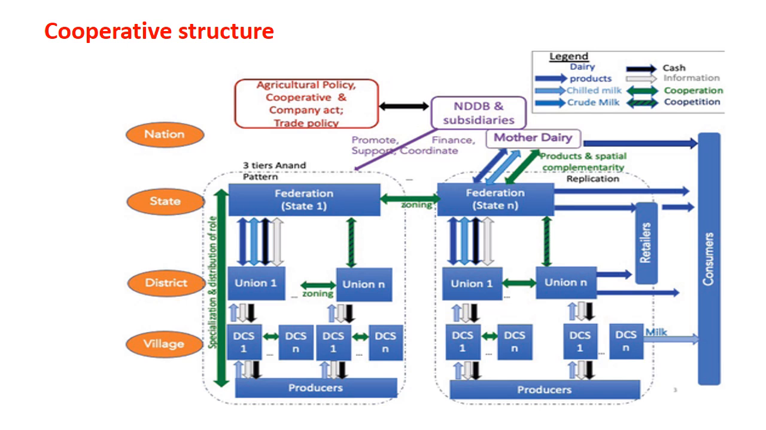This is showing the cooperative structure in India. As I already mentioned, at the lowest level are the village cooperative societies, at the district level cooperative unions, and at the state level federations, and sometimes at the national level a federation of all state federation cooperatives. So this is the structure which has been developed through Operation Flood following the Anand pattern. The details I am going to explain further.